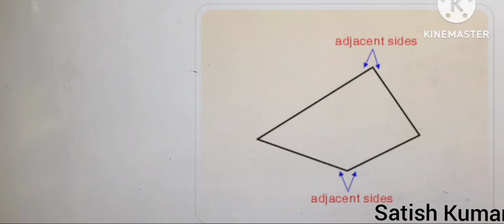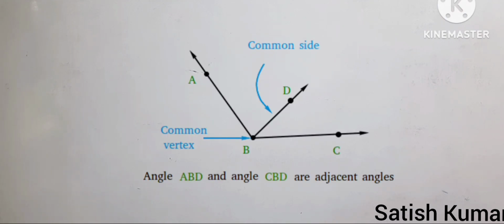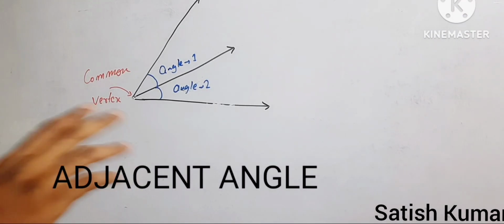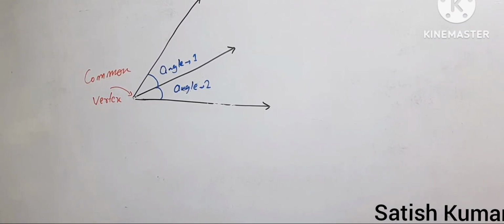They have given an angle, which is common to both the sides, so these are adjacent sides. Next, again there is an angle, and again it is visible as adjacent sides, with a common endpoint. Understood what adjacent sides are? Now this is an adjacent angle. Adjacent angle means you will have a common vertex or common point.